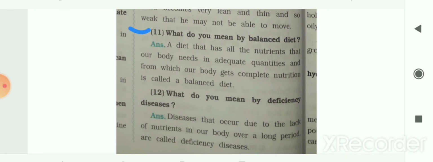The next question, what do you mean by balanced diet? So a diet that has all the nutrients that our body needs in adequate quantities and from which our body gets complete nutrition is called a balanced diet. The next question, what do you mean by deficiency disease? So the disease that occur due to the lack of nutrients in our body over a long period are called deficiency disease.